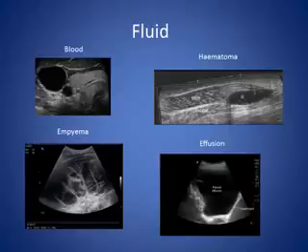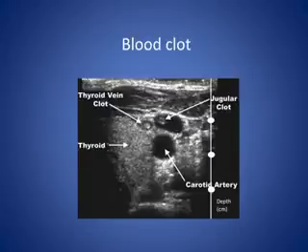Fluid, be it blood, effusion or cyst, is generally black, that is, anechoic, although thicker fluids such as pus can be bright or dark. Blood clot, on the other hand, is relatively dense and has quite a strong echo. It is important to look for the presence of clot in any vessel that has been considered as a target for ultrasound-guided venous access.